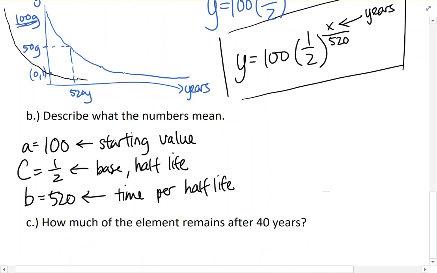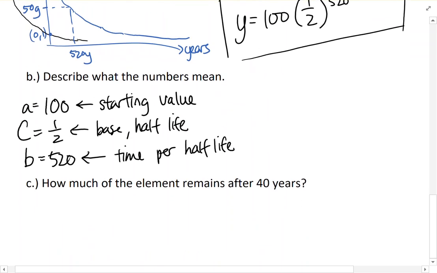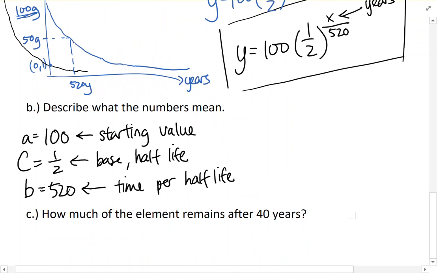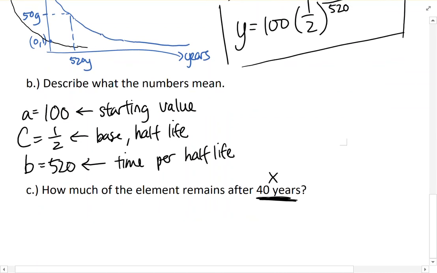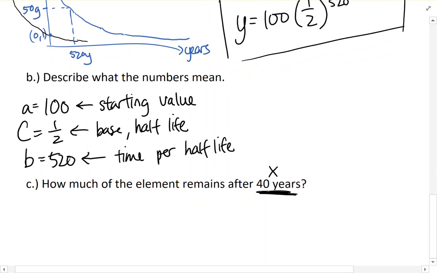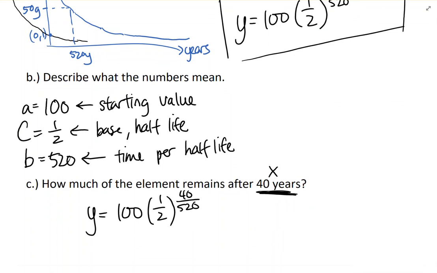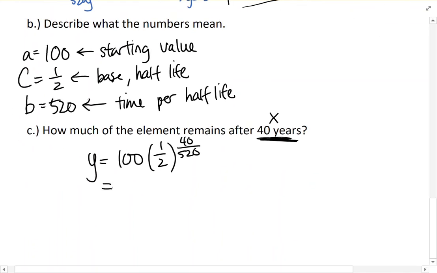Now, knowing this information, we're going to solve how much of the element remains after 40 years. In this particular case, this 40 is basically our x, because that's the part in years. So it's just a matter of putting the number into the function. So we have y equals 100 times half to the power of 40 divided by 520. Now I'm just going to punch this into a calculator. And the number I got is 94.80.